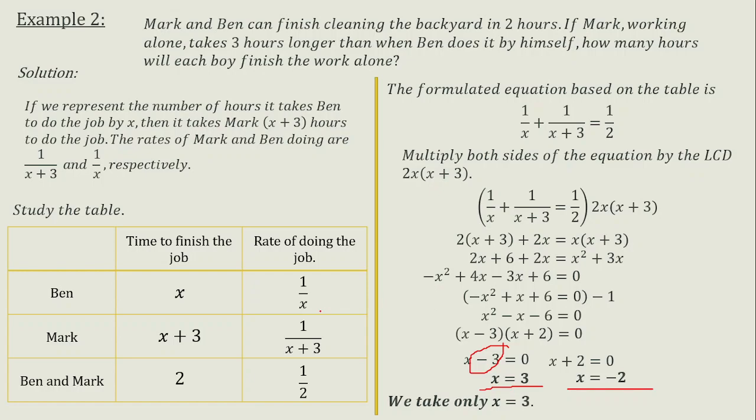Dahil nga dito, bakit ba kung napansin nyo, ano yung naging conclusion ko dito? We take only x is equals to 3. Kasi class, there is no such time na negative 2. May oras ba na negative 2 hours? Di ba wala? So, yung kukunin lang natin dito result class ng roots of the equation is positive 3. So, we take only x is equals to 3. Kasi nasa real life problem to, wala namang negative 2 hours sa real life problem.